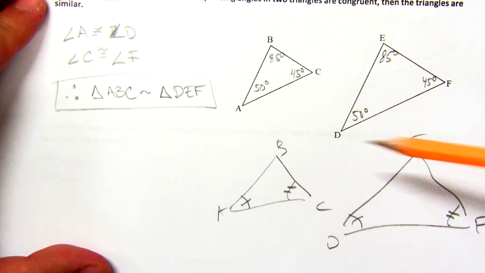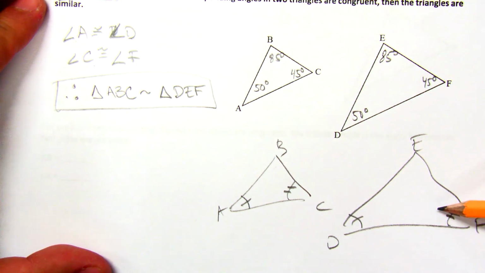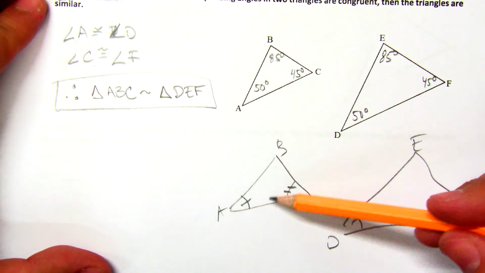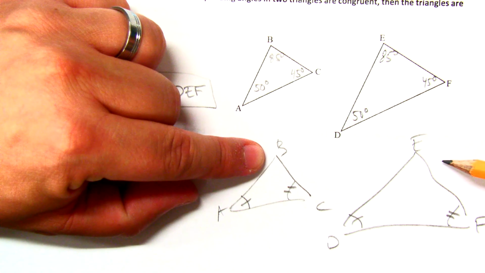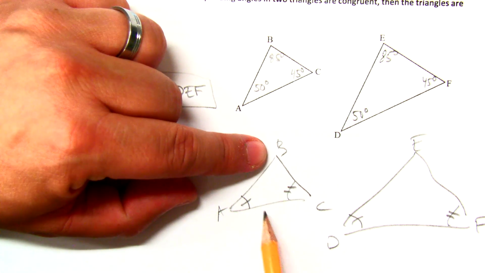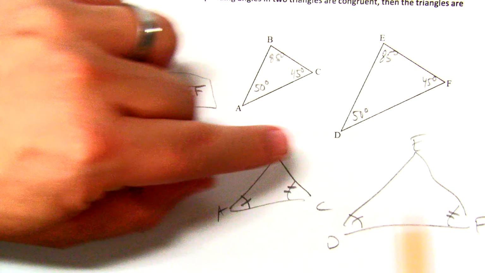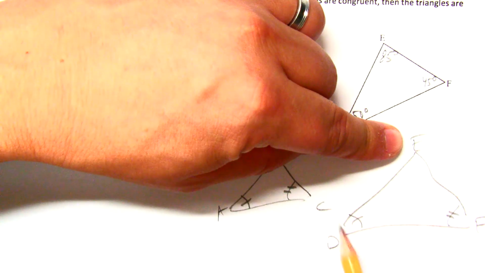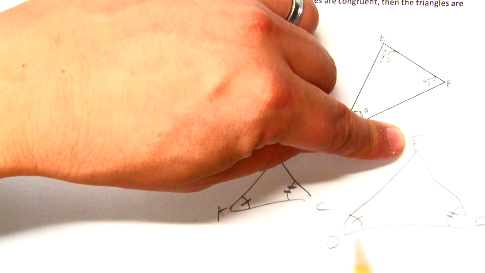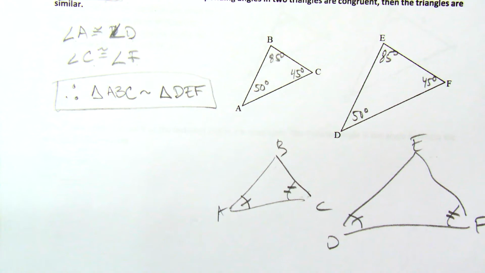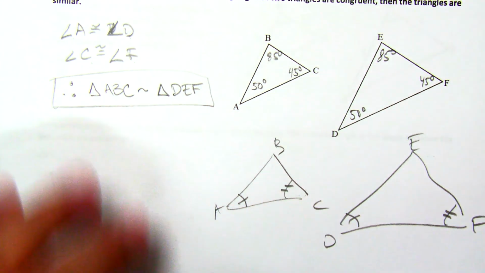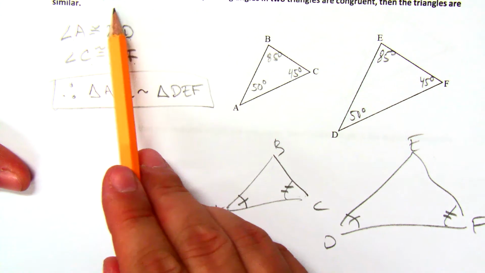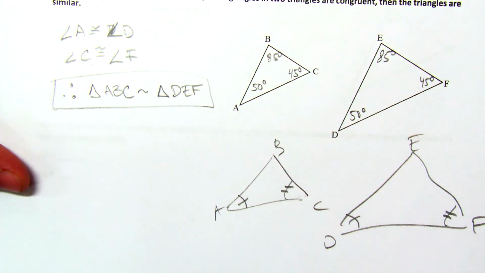It doesn't matter that I don't know the measures of these angles. Whatever they are, B and E are going to have to be the same as well, because B is going to be 180 minus the sum of these two. E is going to be 180 minus the sum of these two. But since A plus C and D plus F are going to be the same, I know that B and E will also be congruent. So, again, angle-angle similarity tells me if two pairs of corresponding angles in two triangles are congruent, then the triangles are similar.